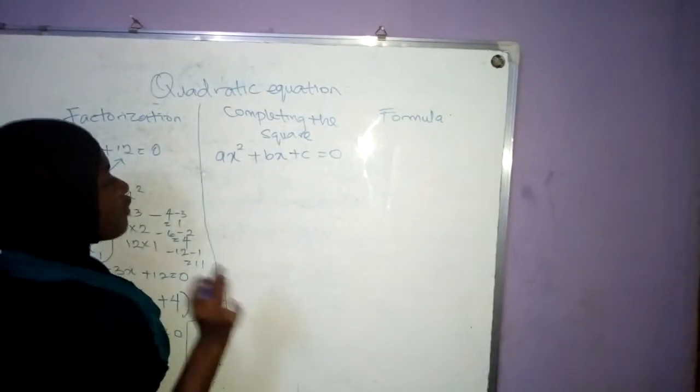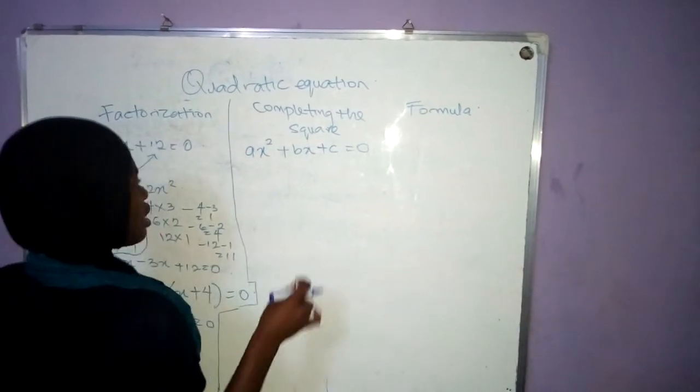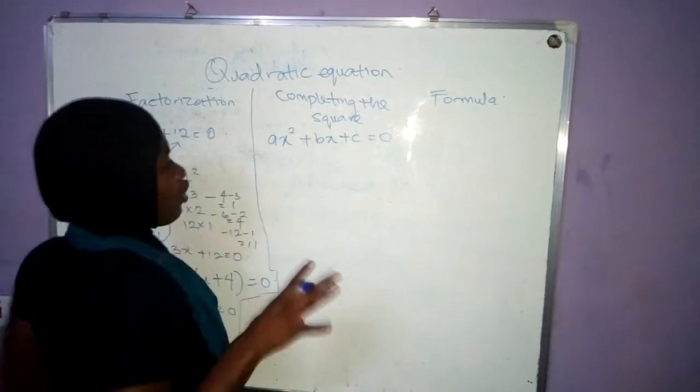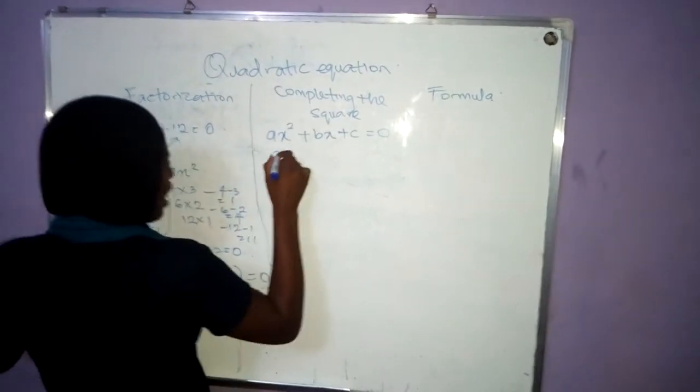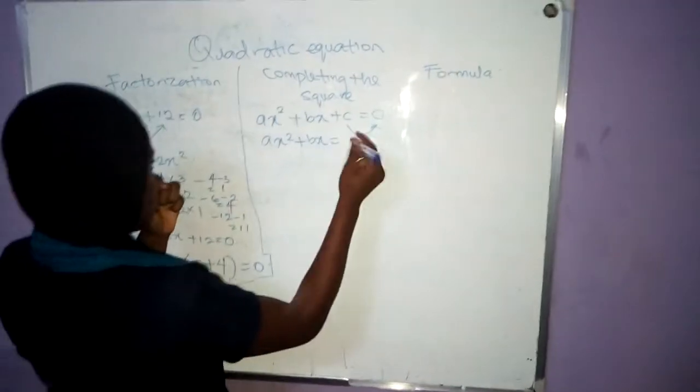So the first thing you should do is bring the constant to the other side. It must not be together with the coefficients of x or x squared. So ax squared plus bx. If you bring this one to the other side, because the sign will change, it becomes minus c.